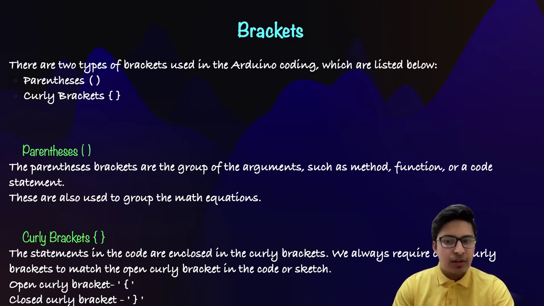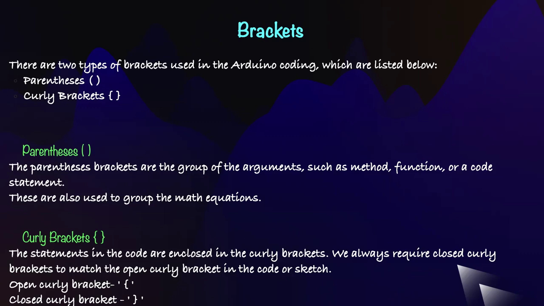Let me show you the full screen over here. There are two types of brackets used in the Arduino code, which are listed below. Number one, they are the parentheses, or in mathematics what we call the first bracket. And number two, they are the curly brackets.